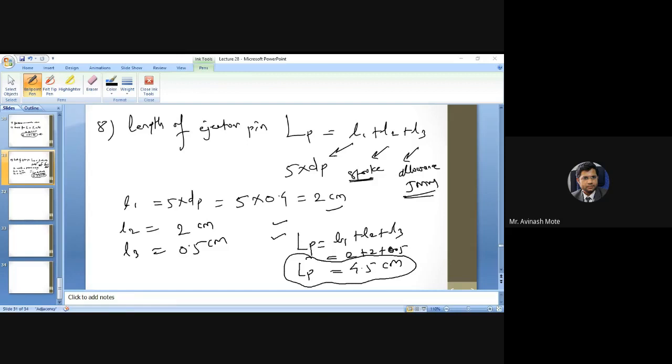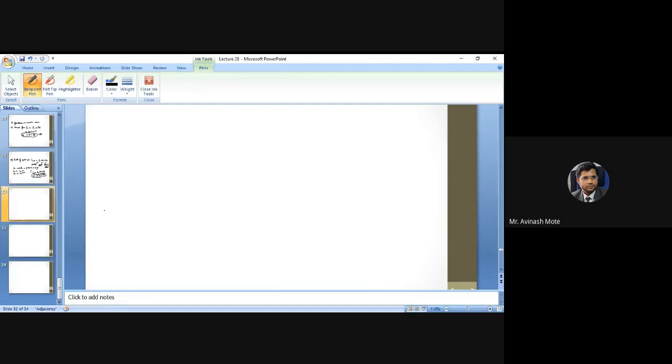Have you got the things? Simple. Everything is given, you will get it very easily. Are you getting it right? And the last one: dimensions of the punch, because the punch is required to compress the material inside the cavity.